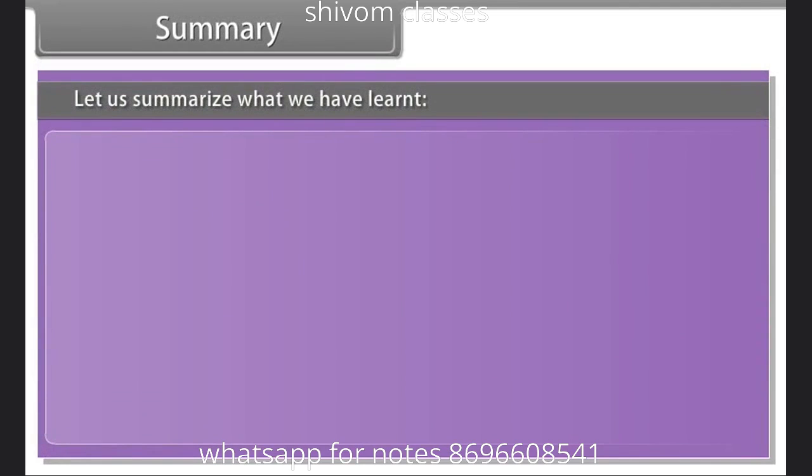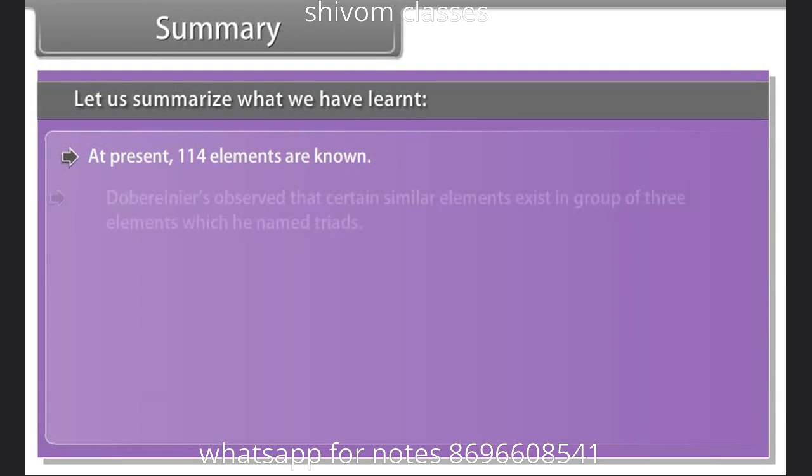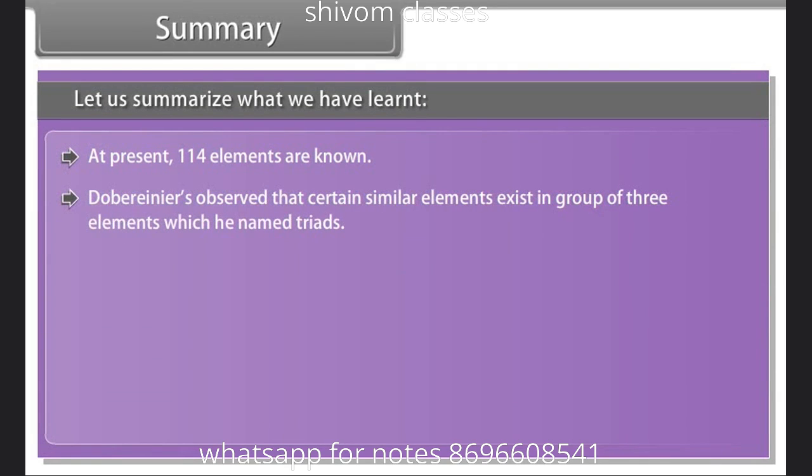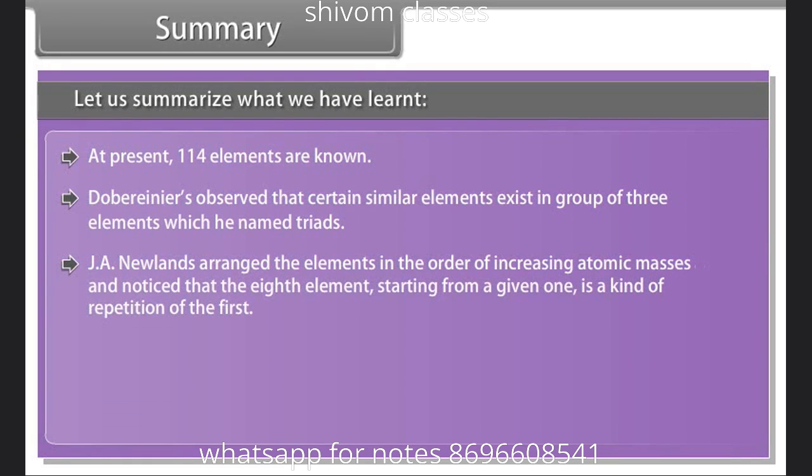Summary. Let us summarize what we have learnt. At present, 114 elements are known. Döbereiner observed that certain similar elements exist in groups of 3 elements, which he named triads. J. A. Newlands arranged the elements in the order of increasing atomic masses and noticed that the 8th element starting from a given one is a kind of repetition of the first.